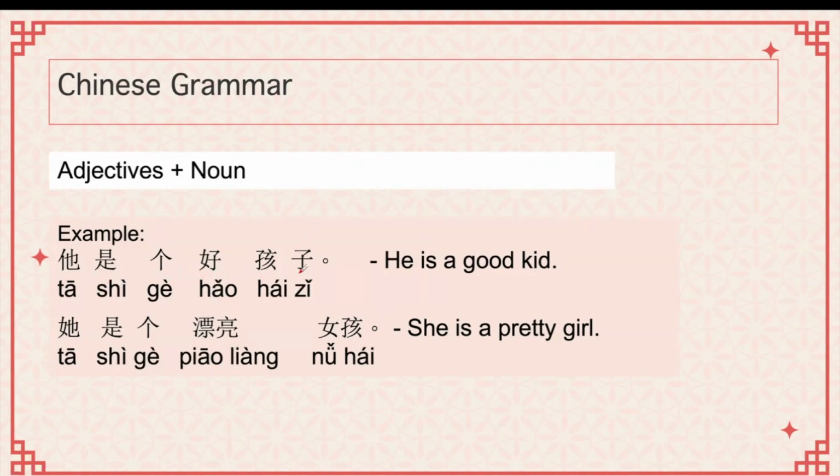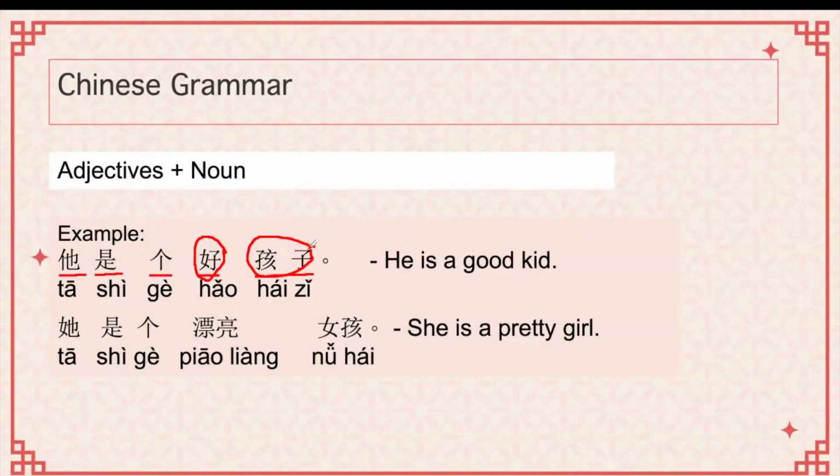He is a good kid. We say, 他是个好孩子。Here, 他 means he, 是 means is, 个 is a classifier. 好孩子 is a phrase. We're using the pattern of adjectives plus noun. We can see here 好 means good. 孩子 means kid. We put good in front of kid, which means 好孩子.